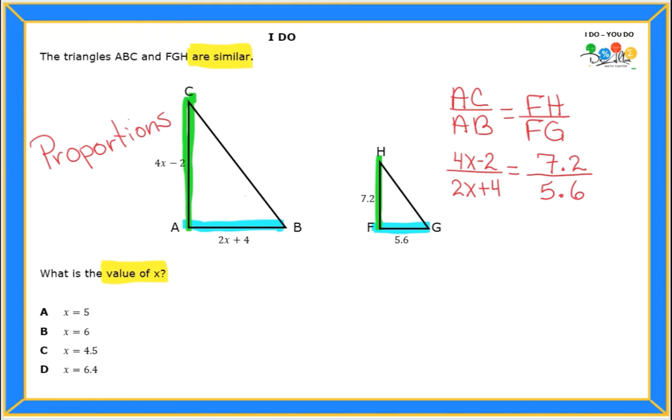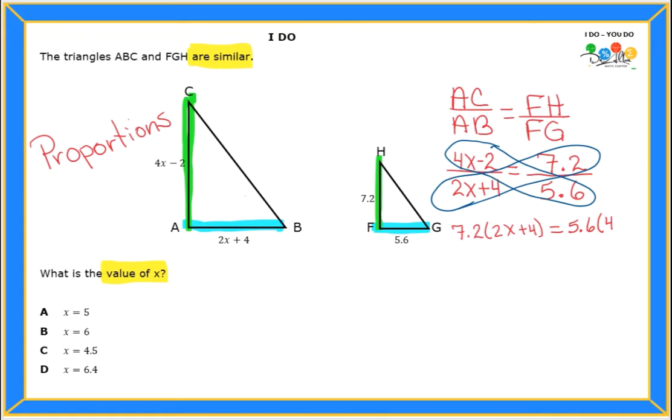The next thing I do, let's see if you remember the way we do proportions. One of the ways is cross multiplication. Do you remember that? So let's go ahead and multiply. What does that mean? Well, I am going to multiply 7.2 times my expression 2x plus 4. And on the other side, I'm going to multiply 5.6 times the expression 4x minus 2.